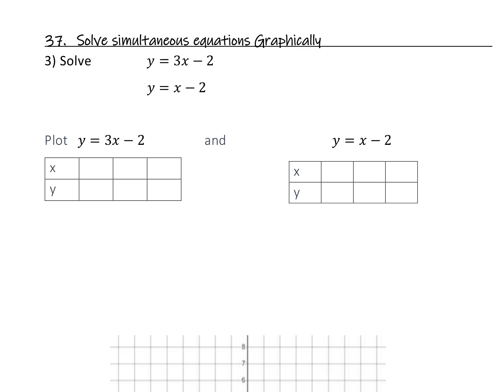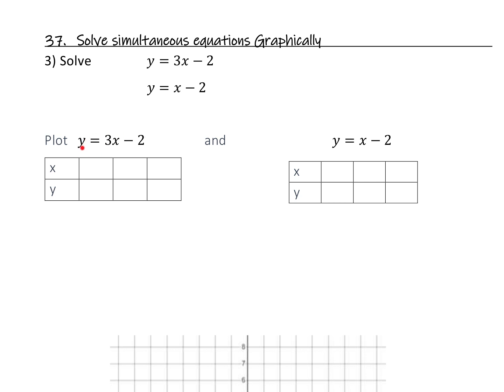Solve simultaneous equations graphically. So here we're going to solve these two equations, y equals 3x minus 2 and y equals x minus 2. To solve them graphically, we have to plot each line. So to plot the line y equals 3x minus 2, we need a table of values.